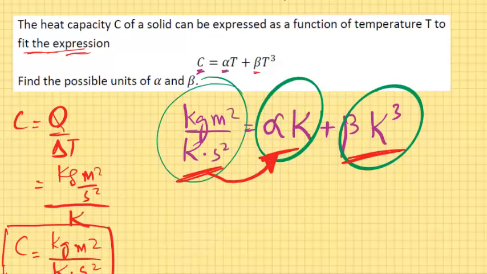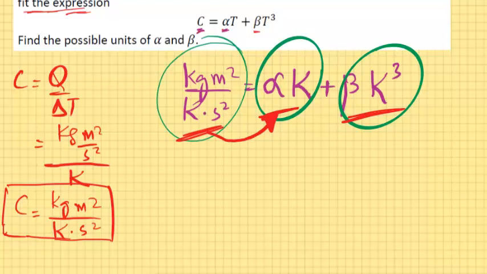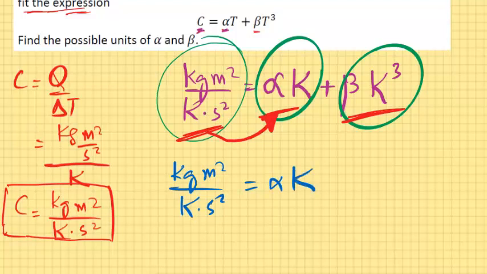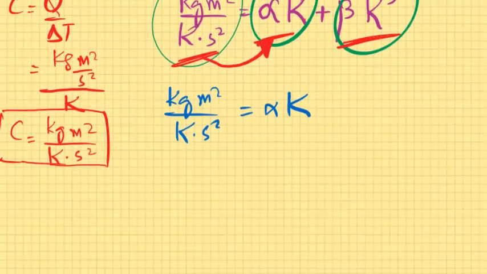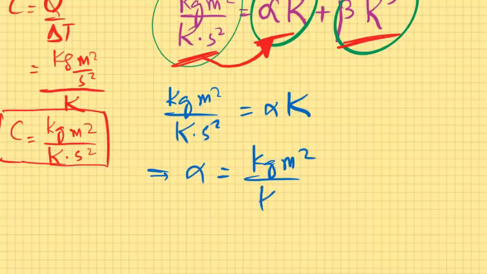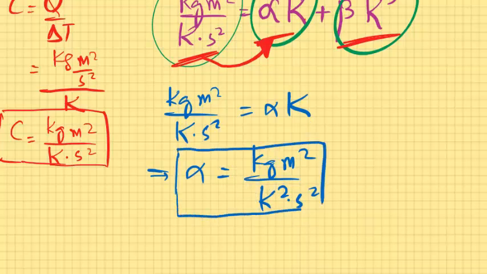So just for the sake of SI base units, I can write that kilogram meter square per Kelvin per second square should be equal to alpha Kelvin, and that would eventually give me the SI base unit of alpha, which is kilogram meter square per Kelvin square per second square. This Kelvin getting multiplied with alpha, when it moves to the left hand side it will be divided and it will make Kelvin into Kelvin square. So here I have successfully figured out the SI base unit of alpha.